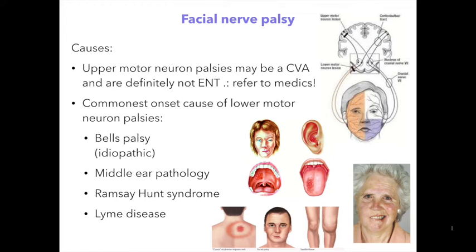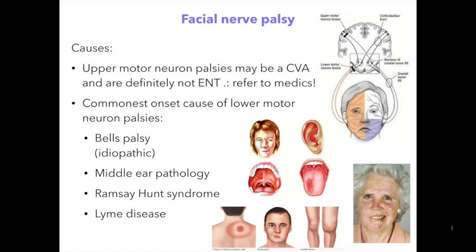It may be a CVA. So that needs to be looked at by somebody from the medical team. Lower motor neuron palsies are very commonly Bell's palsy, so it's an idiopathic cause. It could be middle ear pathology, as we're about to discuss, or it can be associated with rashes. And so Ramsay-Hunt syndrome is varicella zoster of the face, including a facial nerve palsy.